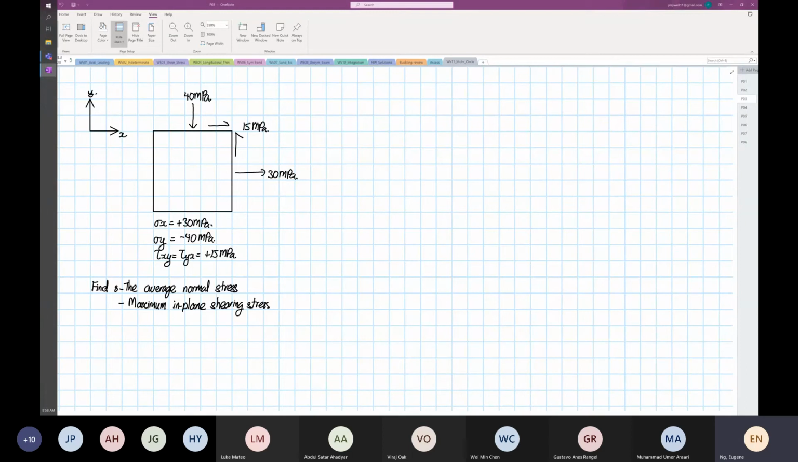Now, what is in plane or out of plane? In 2D, you can't really see it. You can only see it in 3D. Once we go to the 3D Mohr circle, then I'll talk about what is in plane and what is out of plane. For now, bear with me. For 2D, we always call it in plane. There's no out of plane in 2D. Out of plane is the plane coming into your face. In plane is on the surface. Then we are going to find the principal planes or principal stresses.